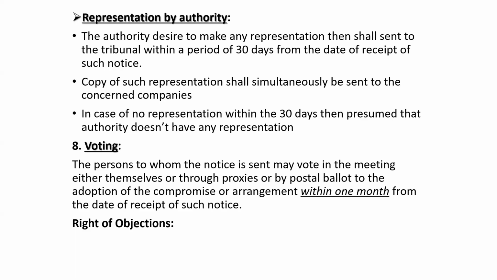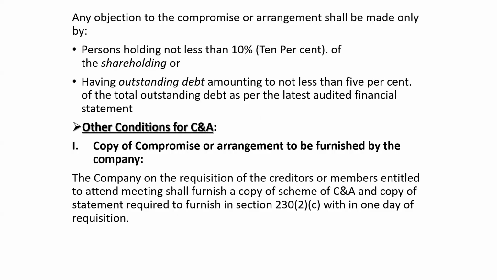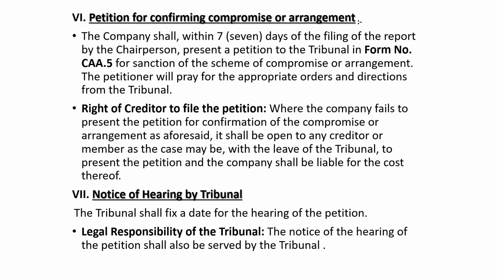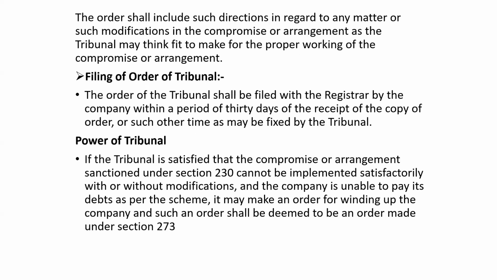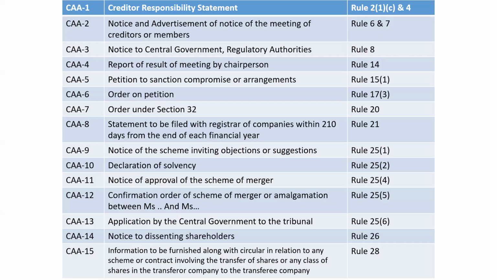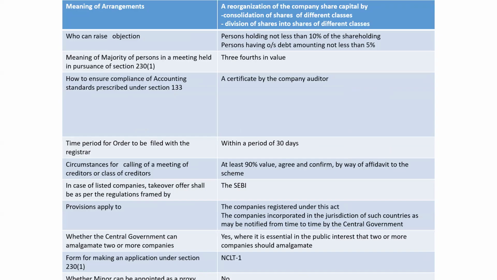Then voting. Any objection. So persons holding not less than 10% of the shareholding, they may object. Or in case there is any outstanding debt, so persons having outstanding debt amounting to not less than 5% of the total outstanding debt as per the latest audited financial statement. Binding approval, third stage, then petition for confirming notice of hearing. This is the schedule of fees. These are the forms which are applicable.